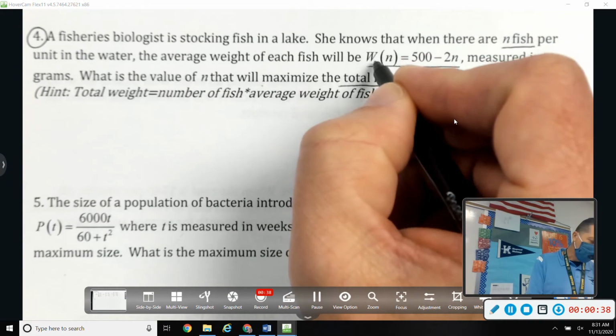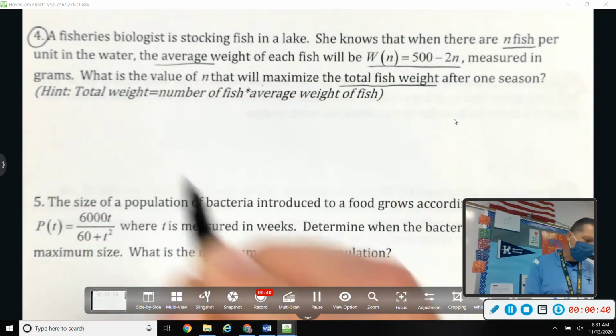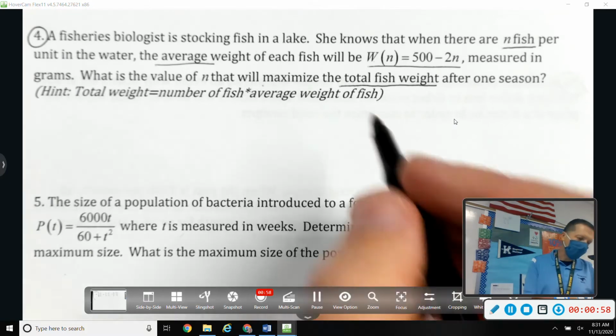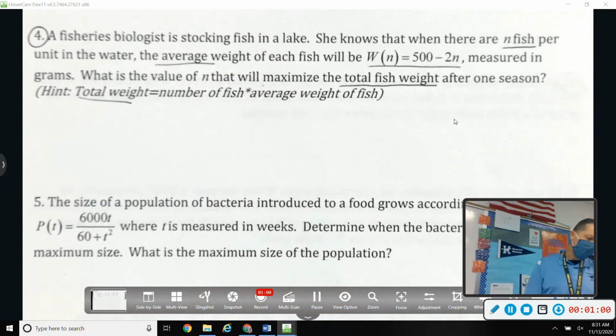So this W up here was the average weight. We want to maximize the total weight of the fish in the pond, right? So if we put one fish in there, he's going to be a big fat fish, but it's only one of them. If we put 1,000,000 fish in there, well, there'll be 1,000,000 fish, but they're all going to be scrawny because there are not enough resources. So what's the happy medium where the total weight is maximized?